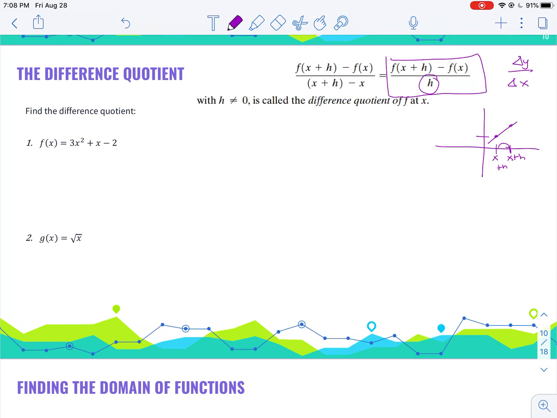And so in order to do that, my original value, this would be f at x, and then this height would be f at x plus h. So remember, to evaluate the height, you would just plug in whatever x values you want. So if I want to do the difference quotient of this guy, it's going to be f at x plus h minus f at x all over h.